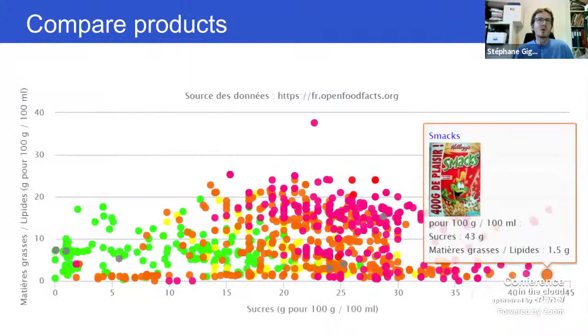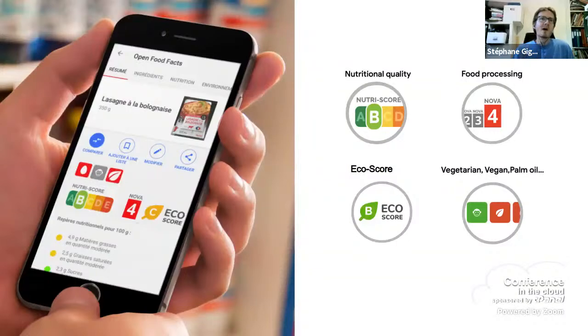And of course, when you have products in a food database, then you can do a lot of cool things with them. One thing we do as well is also a mobile application where you can scan barcodes, and then from the ingredients, from the nutrition facts table, we compute a lot of indicators to see is the product of good nutritional quality, how processed is it, what about the environmental impact, is it vegetarian, vegan, etc. So there are lots of reasons to get interested in the food data.